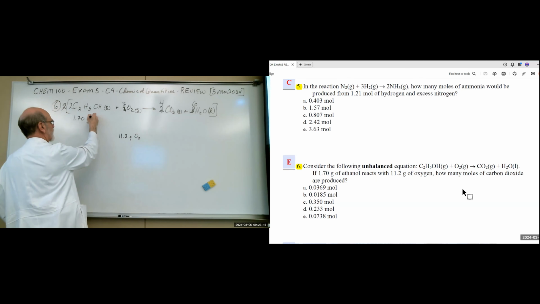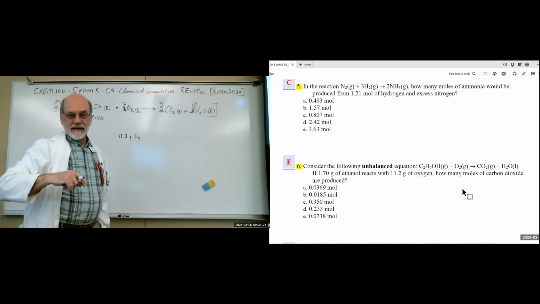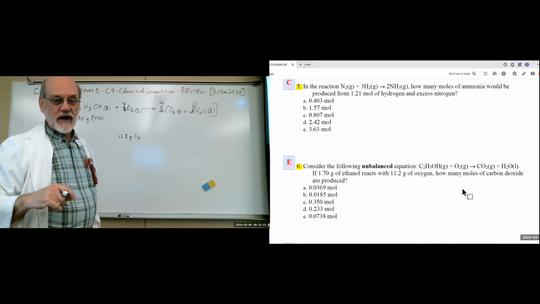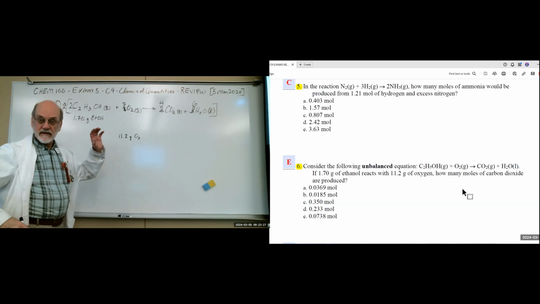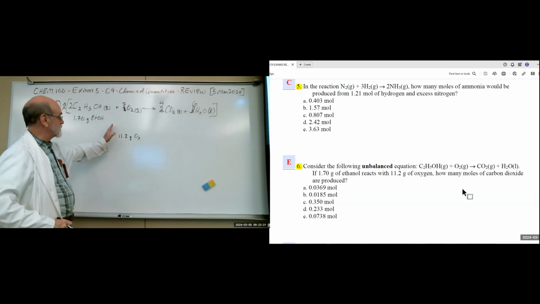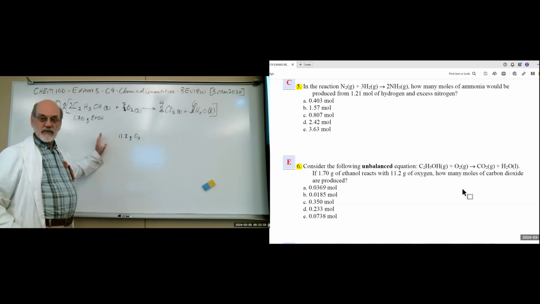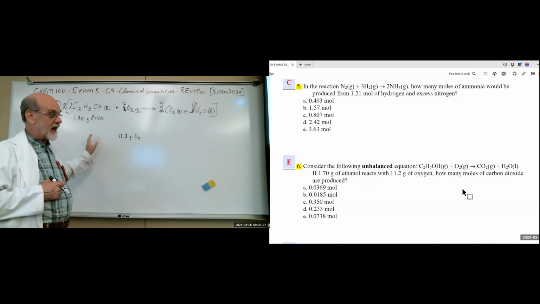And my abbreviation for ethanol is like that. That's the same thing. The question is, how many moles of carbon dioxide are produced? Well, since we are given exact amounts of both reactants, we have to assume that one of them might run out. Could be limiting. So we have to determine that.